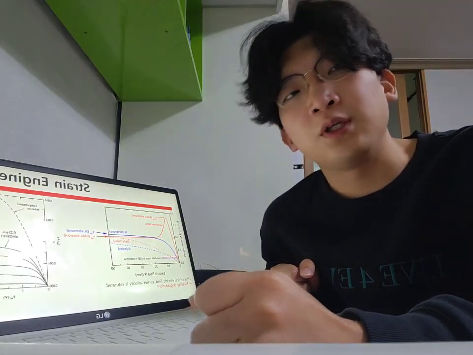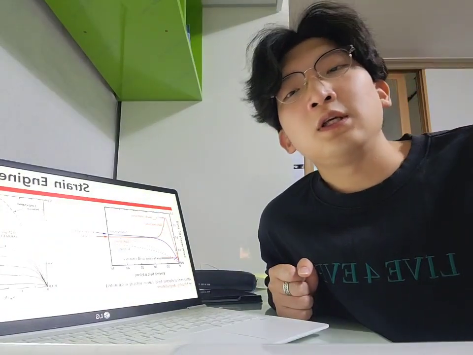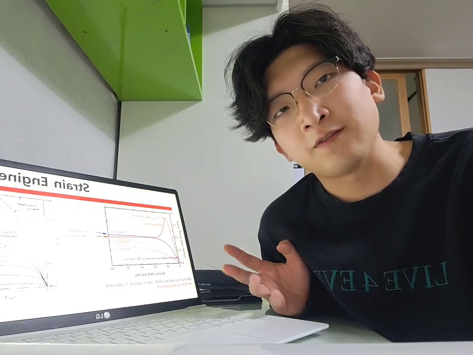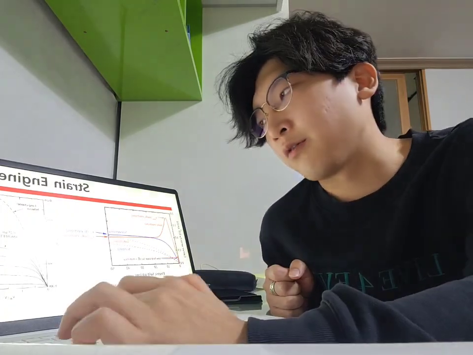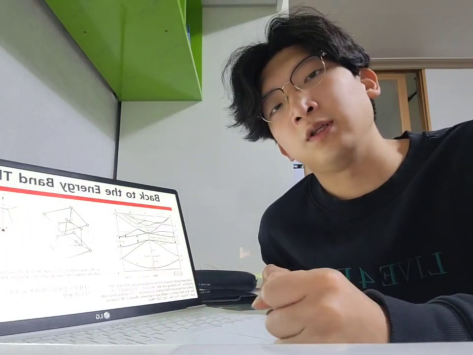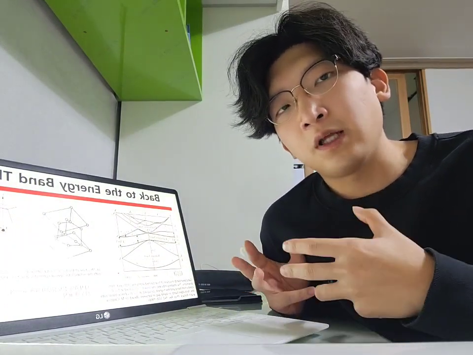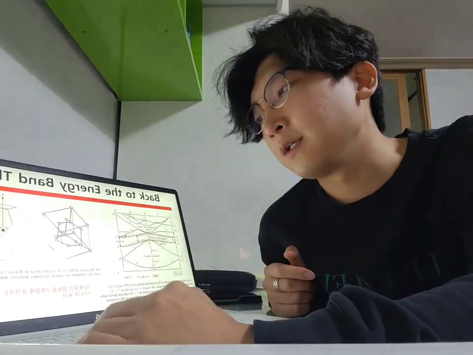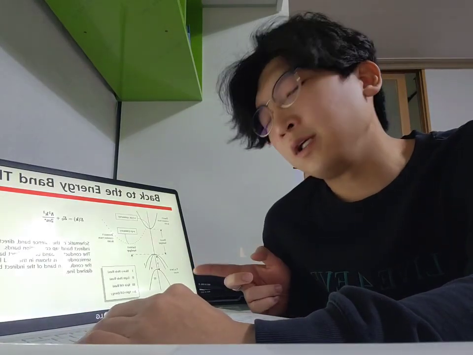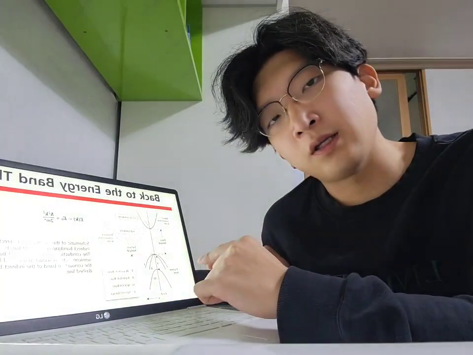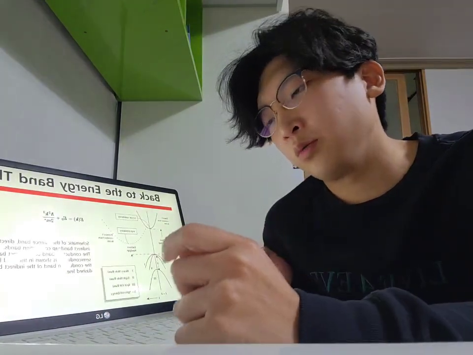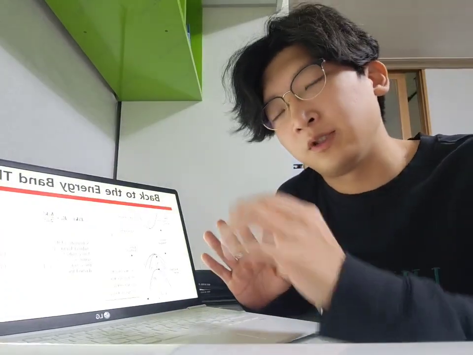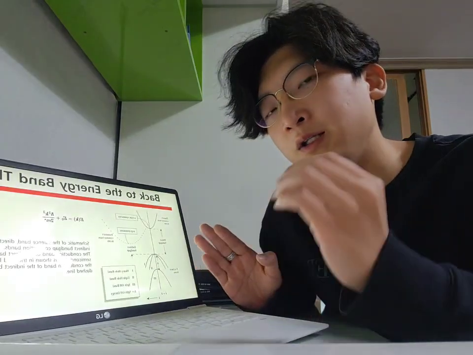Because of this, we should look at the material from the view of the effective mass in the E-k diagram. As silicon has a diamond structure lattice, we can see the E-k diagram like this, and we can separate electrons or holes by strain engineering.